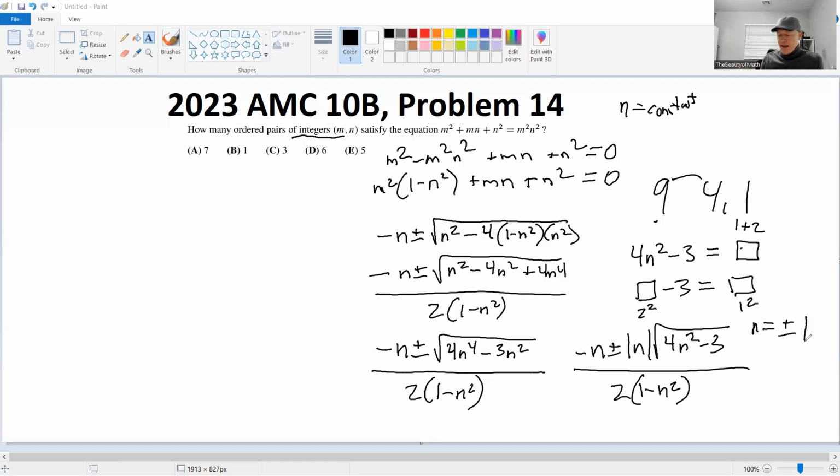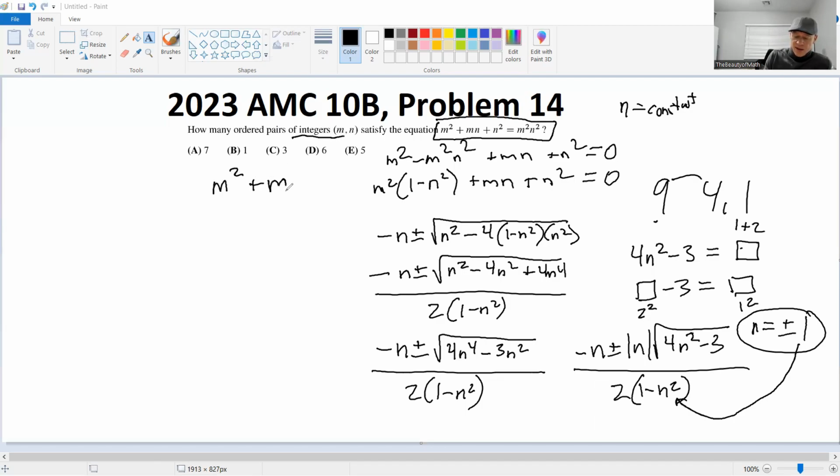Okay, and you can actually still work with this, but there's an issue with what's happening. If I try to plug those into here, you're going to get 0 in the denominator, which is kind of an issue. But you shouldn't give up on the idea just yet. Instead, what you might do is go right back to your original equation and plug in n is 1 and see what happens. If you do that, you will get m squared plus m plus 1 equals 1.